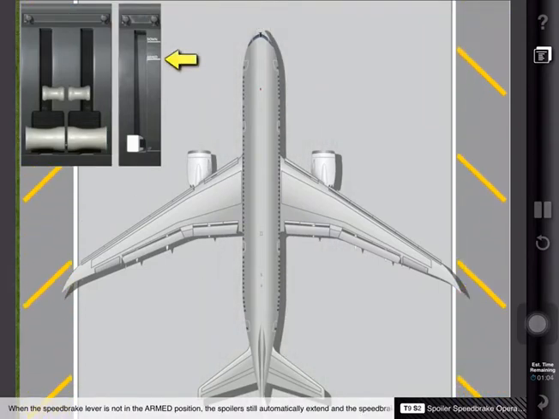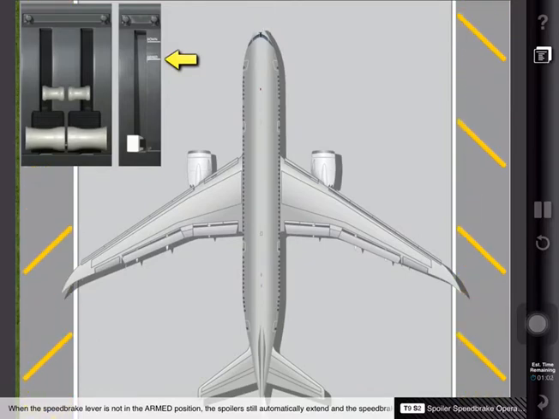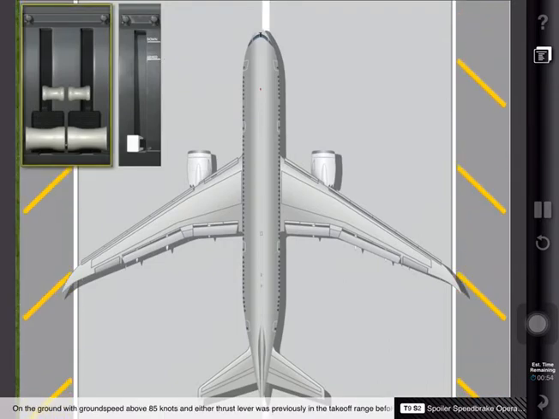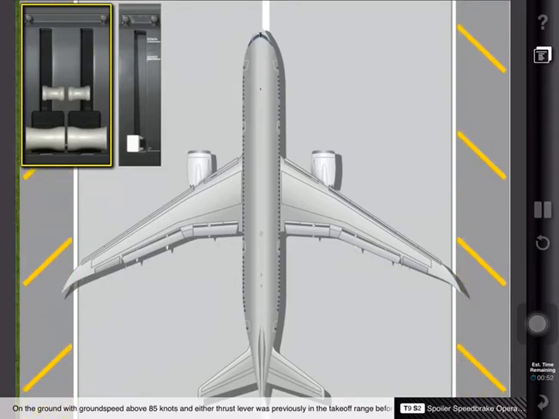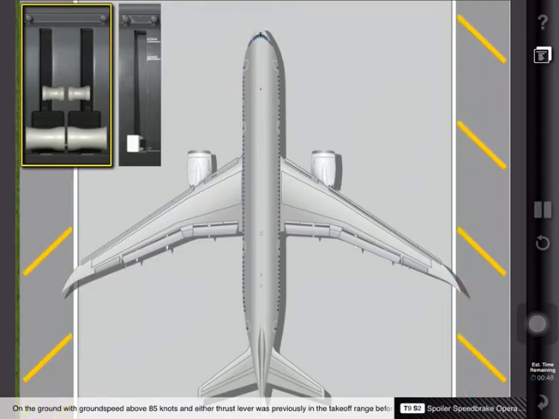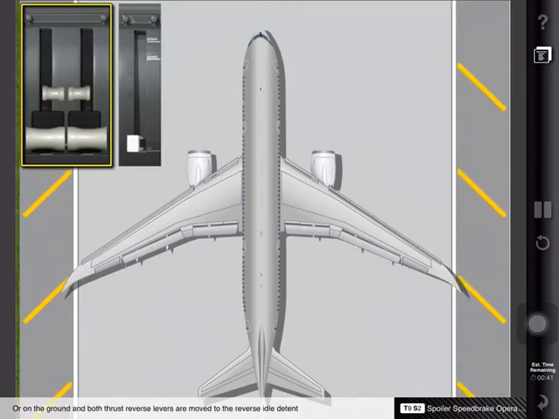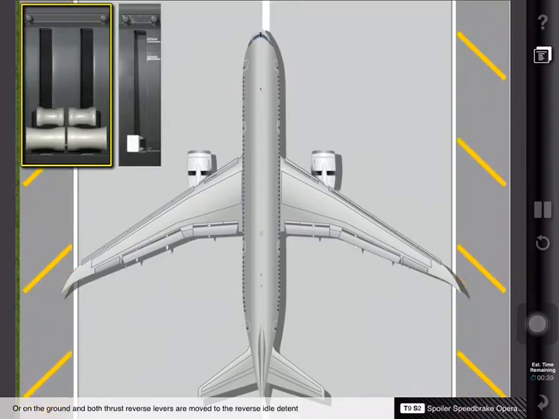When the speed brake lever is not in the armed position, the spoilers still automatically extend, and the speed brake lever is driven to the up position when on the ground with ground speed above 85 knots and either thrust lever was previously in the takeoff range before both thrust levers are moved to the idle range, or on the ground and both thrust reverse levers are moved to the reverse idle detent.